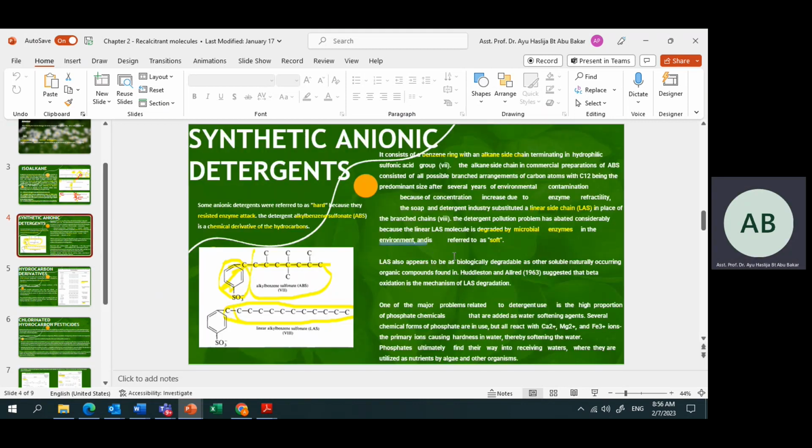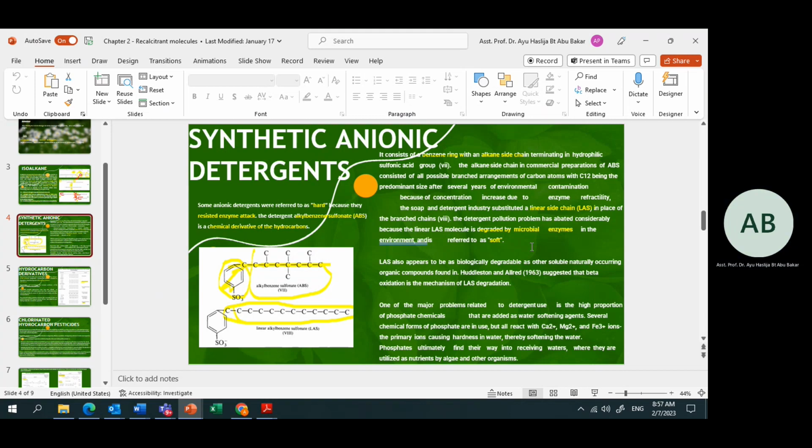perhaps I give a case study. Problems caused by the detergents. So how can you solve the detergent molecules, let's say in the wastewater? So you should propose a suitable bioremediation technique.